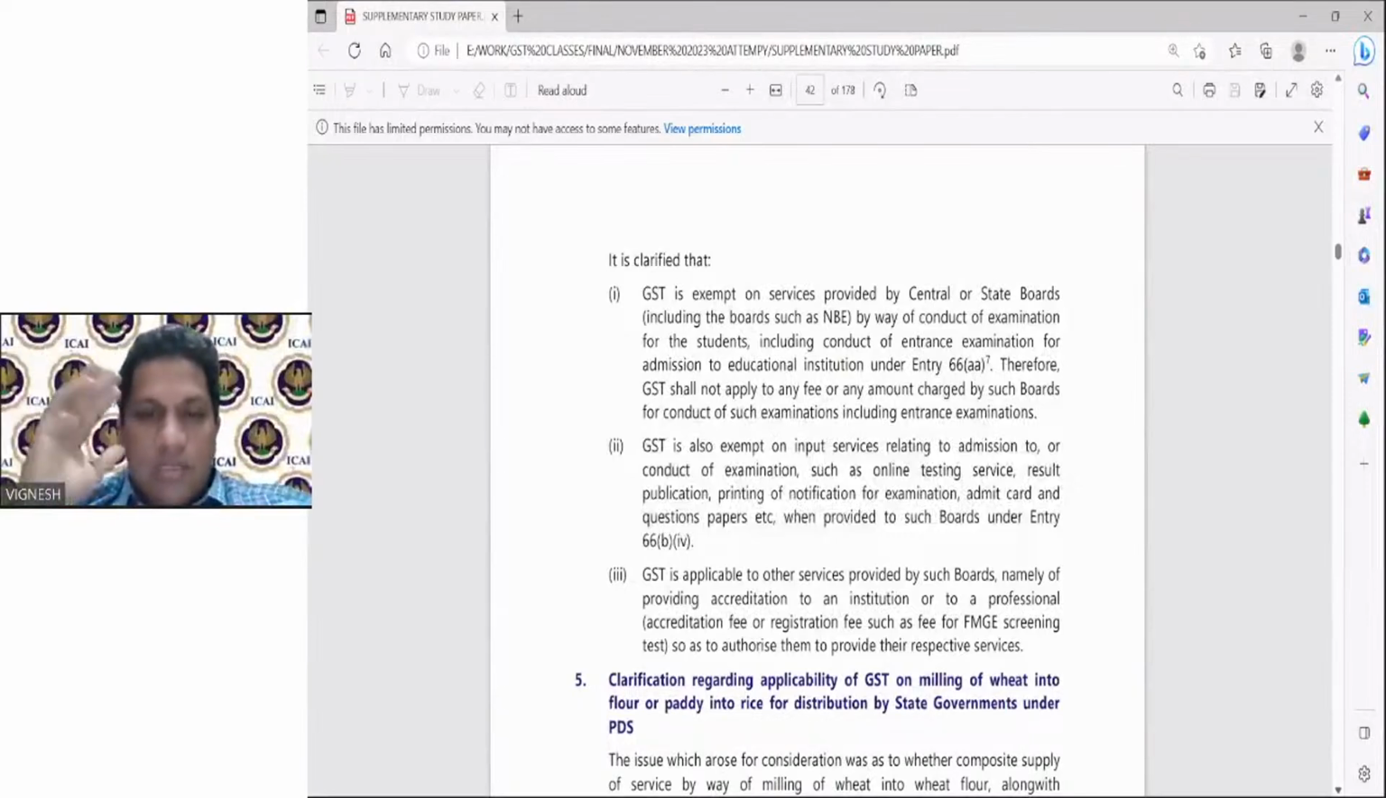GST is applicable to other services also provided by the boards. Some services are chargeable to tax where the board provides accreditation. That is, this institution is qualified for doing this. For that, take a board like the CBSE board. The CBSE board provides a recognition to the institution that they are authorized and qualified to provide the CBSE curriculum education. If any amount is charged by the CBSE from the institution for this, GST is applicable on that amount.